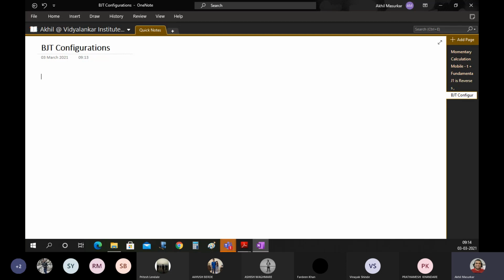So you can see that BJT is a 3-terminal device. Now to model the device as a 2-port network, one of the terminals of the BJT must be made common to both input and output side. So basically, if you want to apply some input, it has to be between 2 terminals.